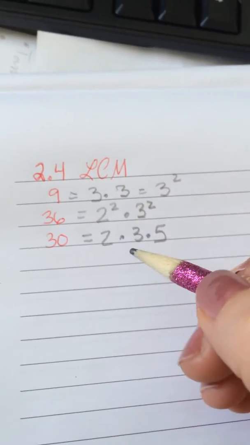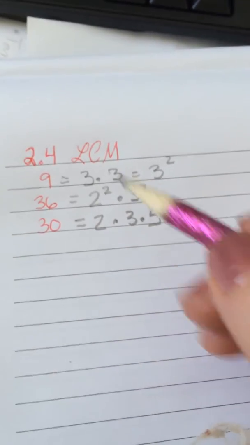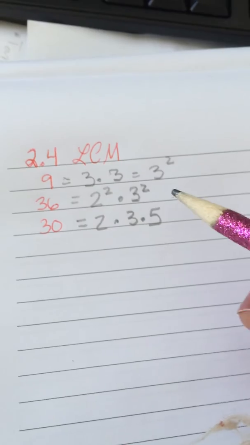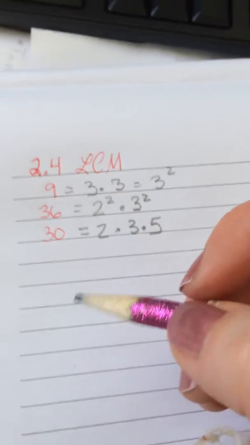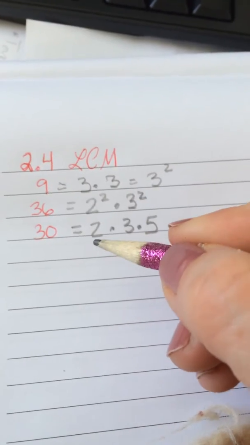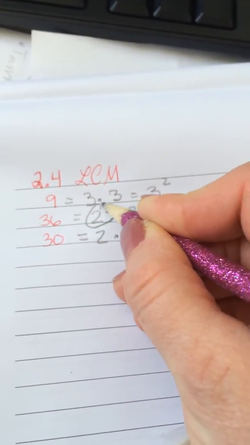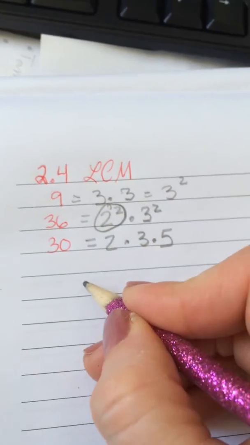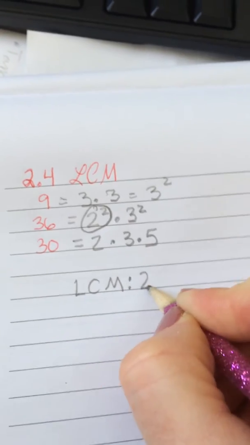So to get the least common multiple, you have to use each of these numbers as a factor. You have to use the 2 and a 3 and a 5. And you have to use the one with the greatest exponent. So here we have a 2. So this one here, 2 squared is bigger than 2 to the first. So our least common multiple is going to be 2 squared.